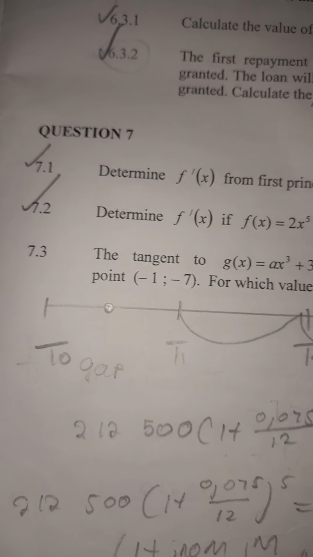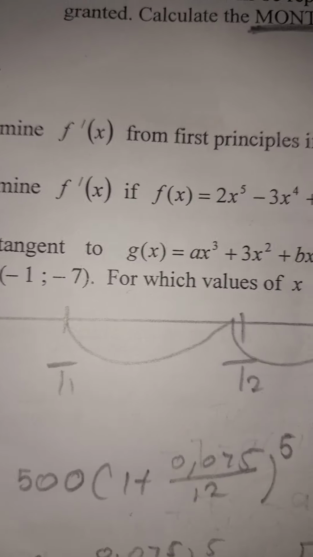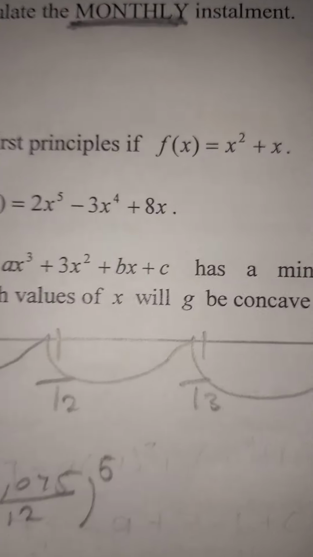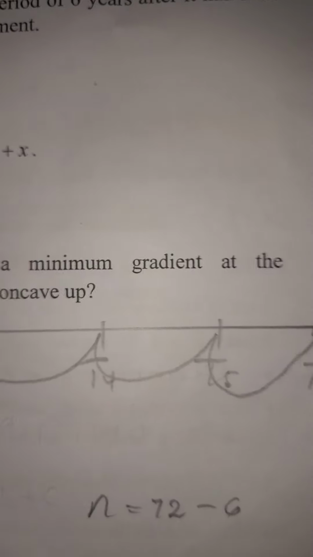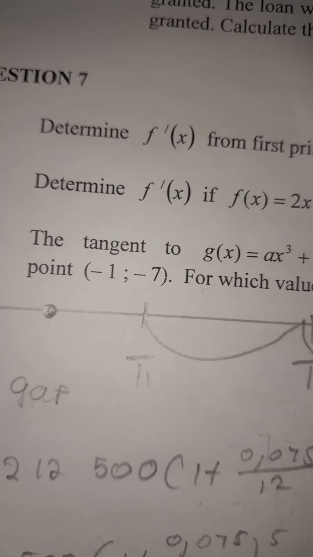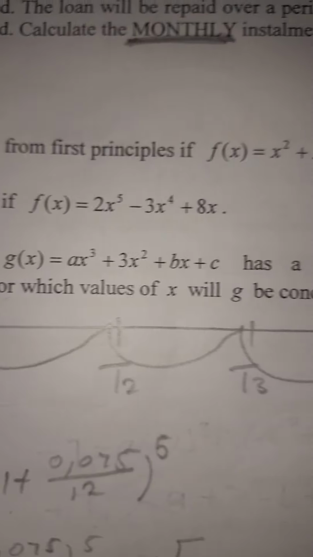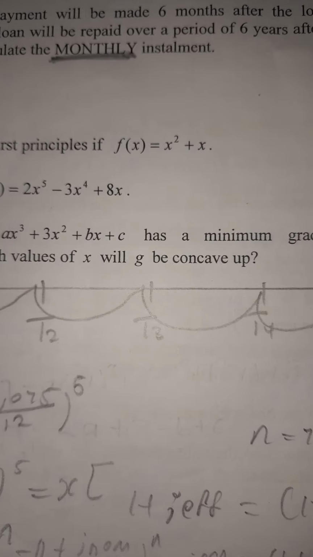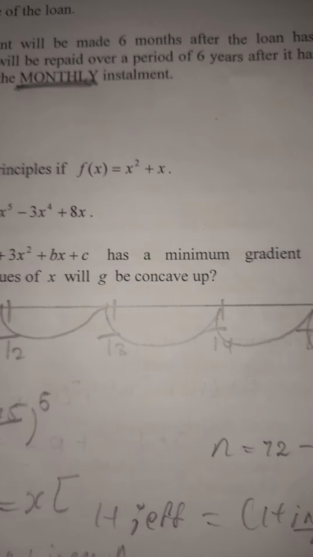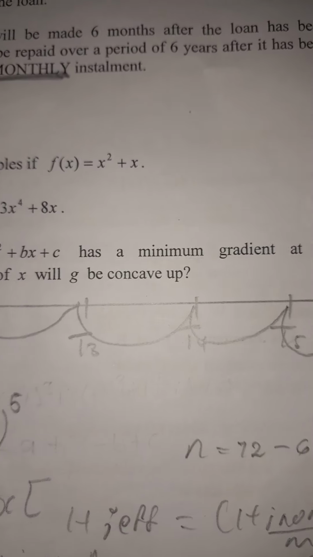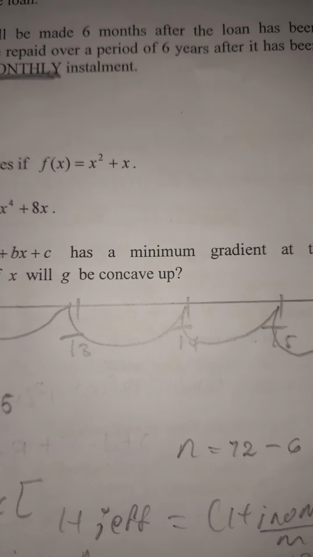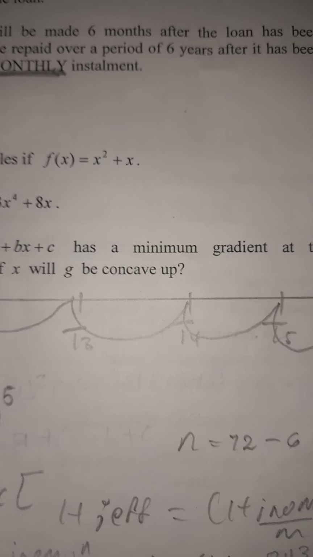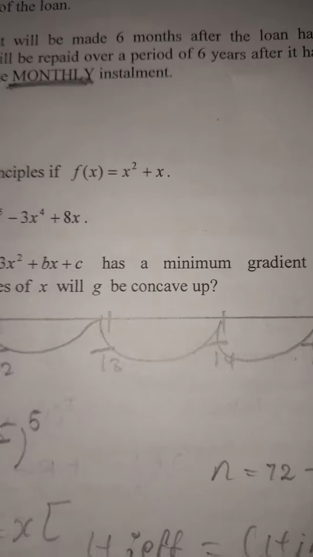The tangent to g of x is equal to ax cubed plus 3x squared plus bx plus c has a minimum gradient at the point (-1; 7). For which values of x will g be concave up? They are talking about concavity. Concavity, guys, it's a point of inflection. Actually, we are going to work with point of inflection, which means it's a second derivative. Remember that the point of inflection is a second derivative.